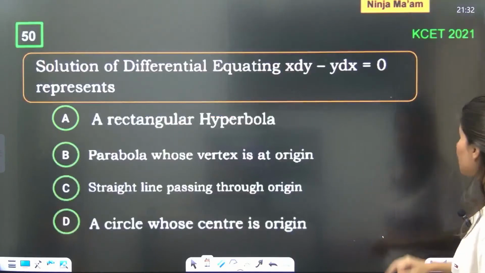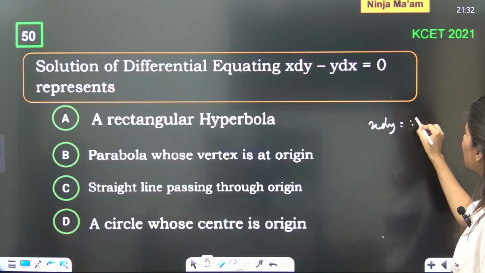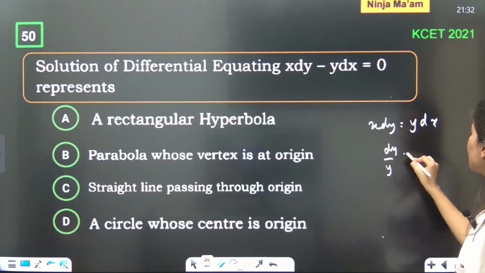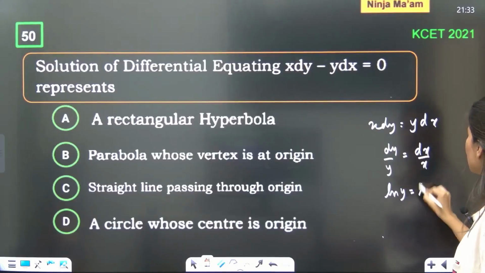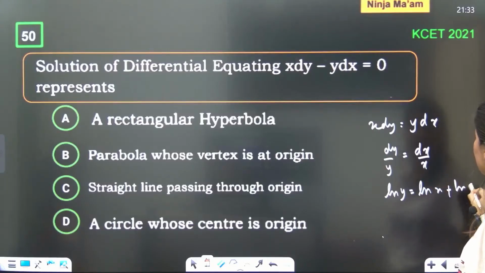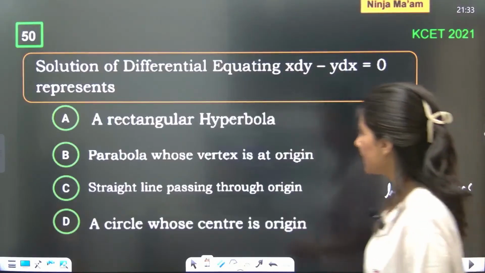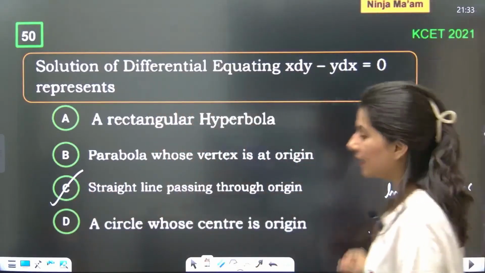Okay, now the solution of the differential equation x dy equals y dx. Just keep x and y on the same side. So this is ln y equals ln x plus ln c. So y equals cx. y equals cx is a straight line passing through the origin. Option C is absolutely correct.